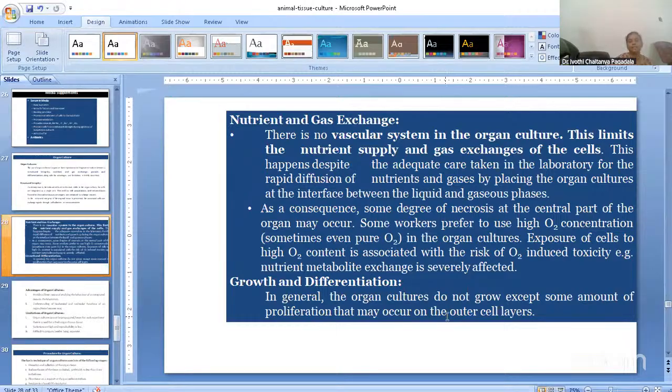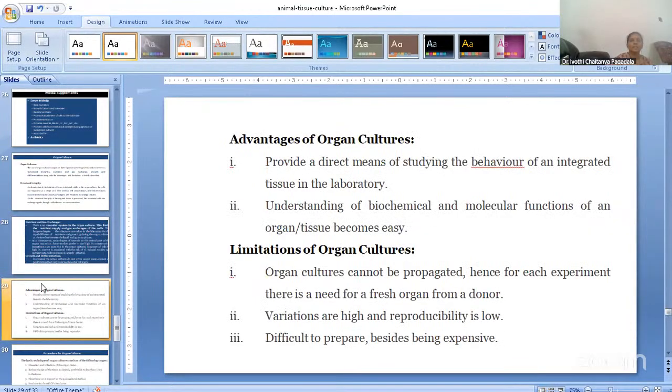In general, organ cultures do not grow, except for some proliferation that may occur on the outer cell layers. Here, the advantage of organ culture is that it provides a direct means of studying the behavior of an integrated tissue in the laboratory, and understanding the biochemical and molecular functions of an organ tissue.